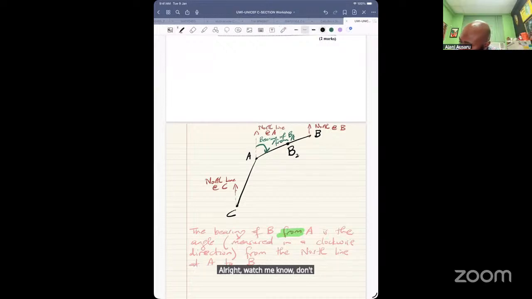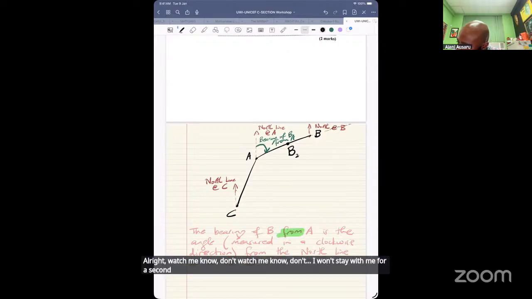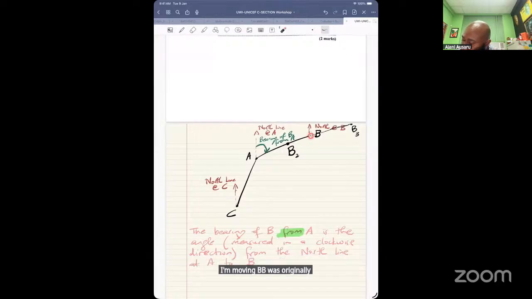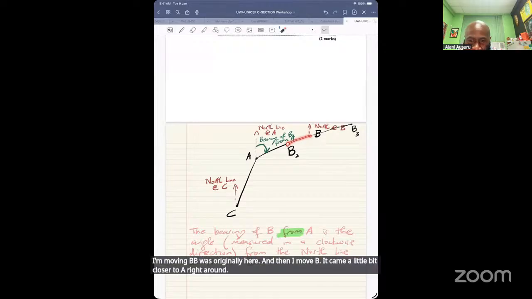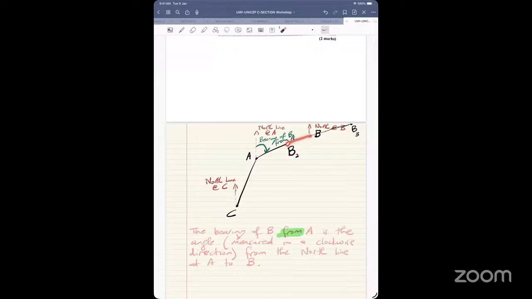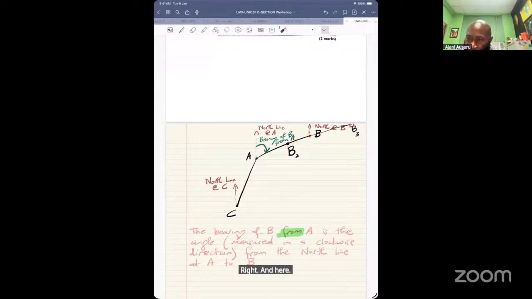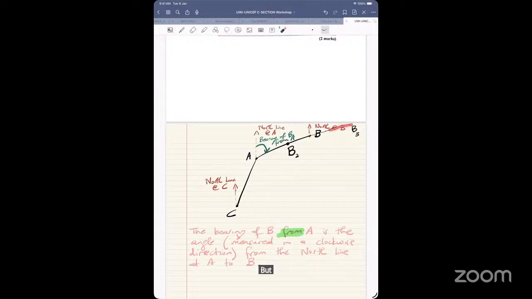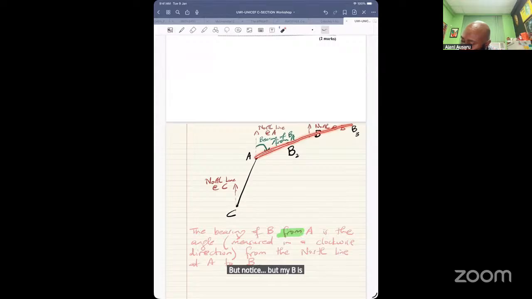I want you to stay with me for a second. I'm going to extend the line over here and put another B here. I'm going to call it B3 just to distinguish them. So notice I'm moving B. B was originally here, and then I move B. It came a little bit closer to A, right or wrong? Right. And here I move it a bit further away, right? Yes, sir. But notice my B is always sitting along this line segment.